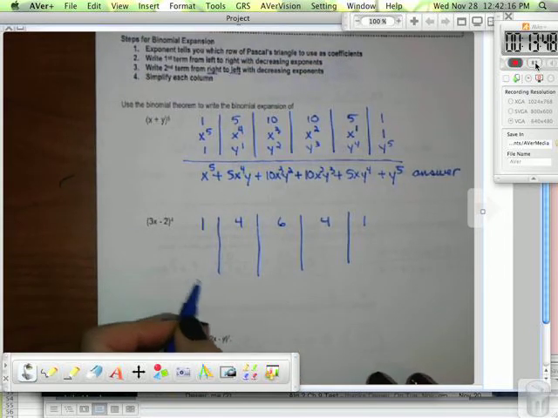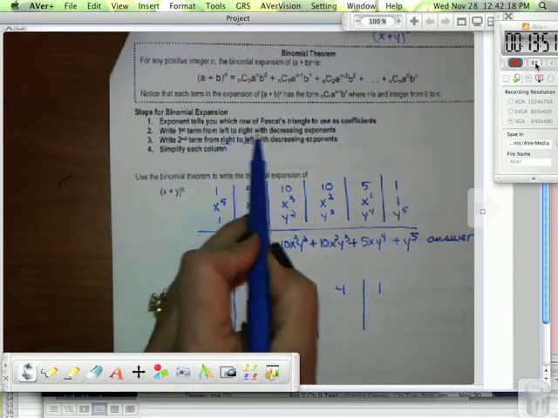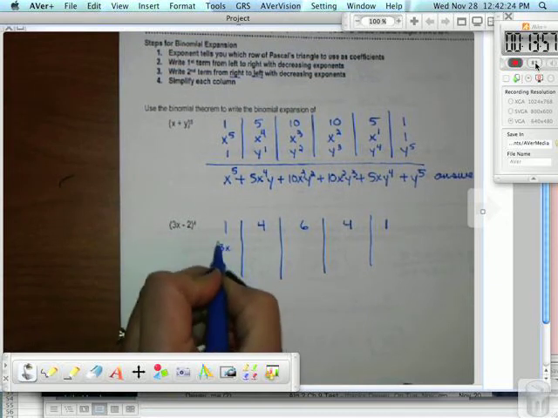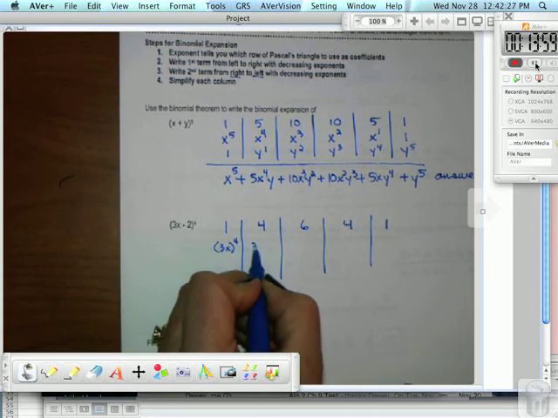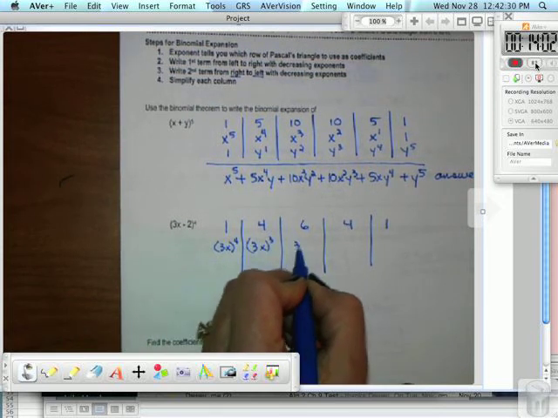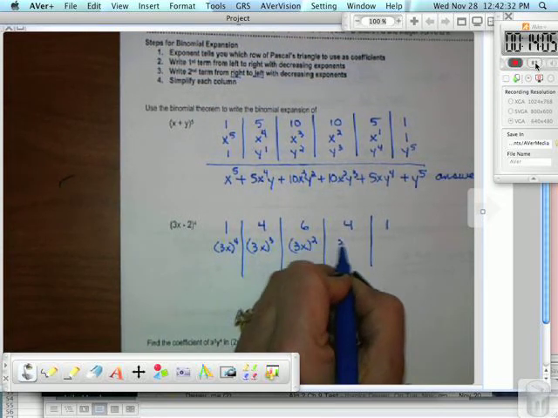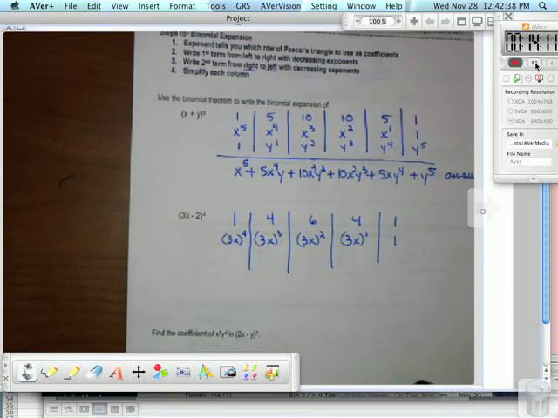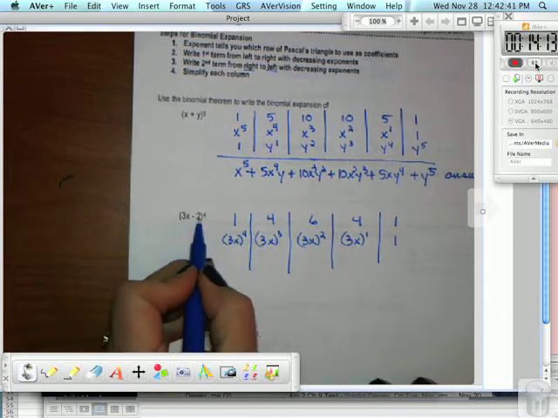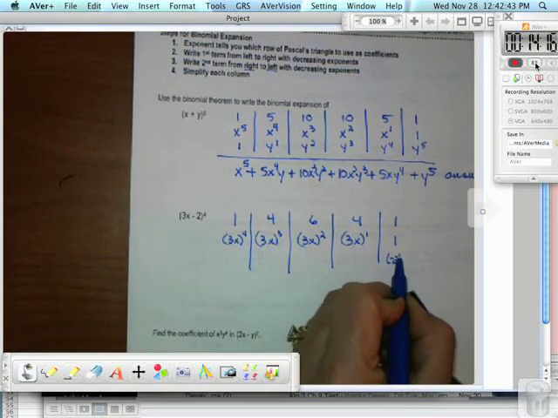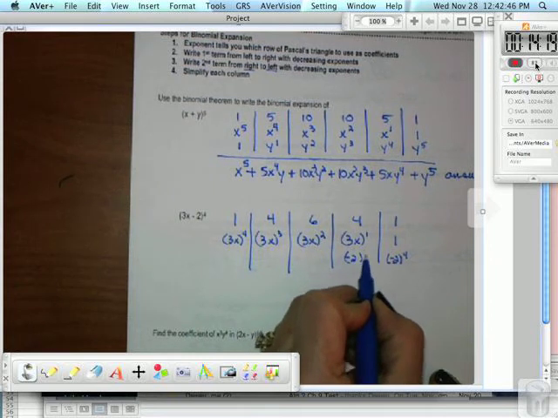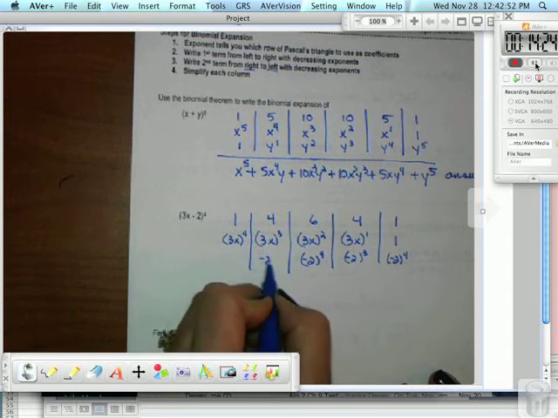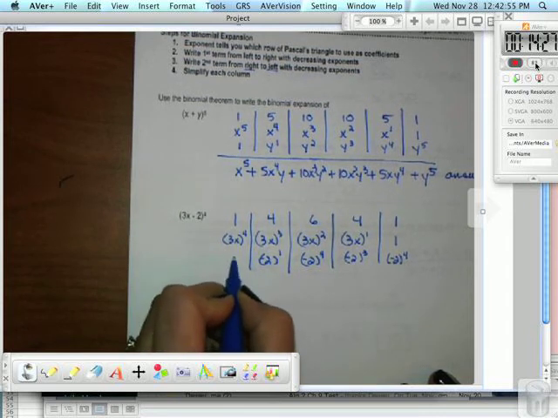And then step 2 says, write the first term from left to right with decreasing exponents. Now my first term here is 3x. So I need to put 3x in parentheses, and that's going to be to the 4th, and then 3x to the 3rd, 3x squared, 3x to the 1st, and 3x to the 0 is just 1. And then I have to do my second term, which is negative 2, starting over here at negative 2 to the 4th, negative 2 to the 3rd. Be sure and put that in parentheses because it's a negative. Negative 2 squared, negative 2 to the 1st, and then negative 2 to the 0 is just 1.